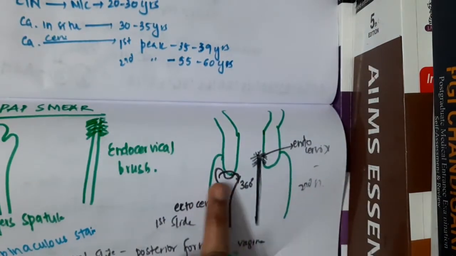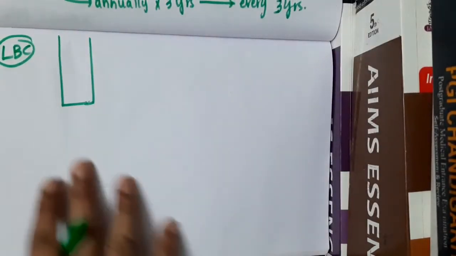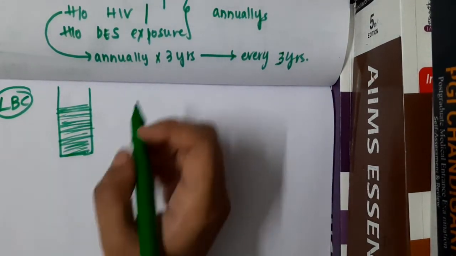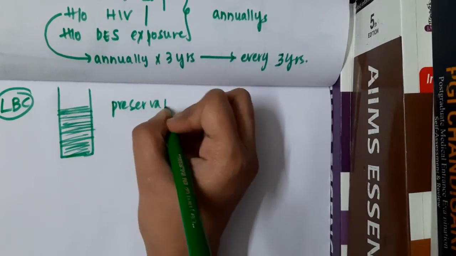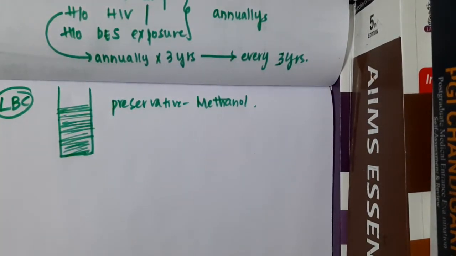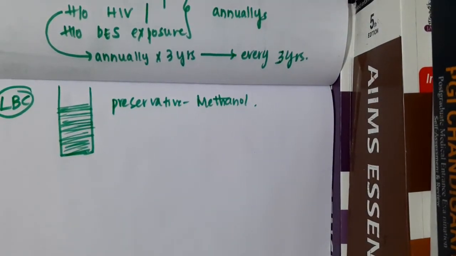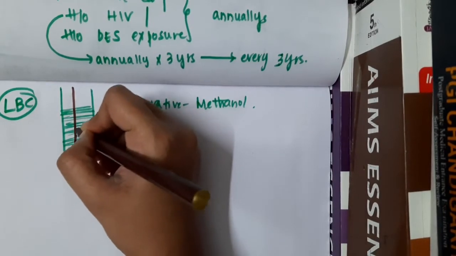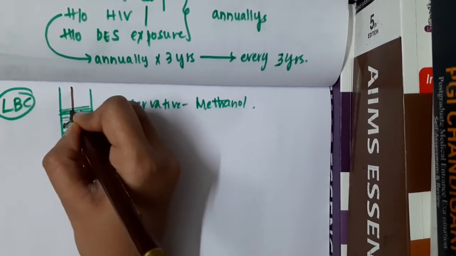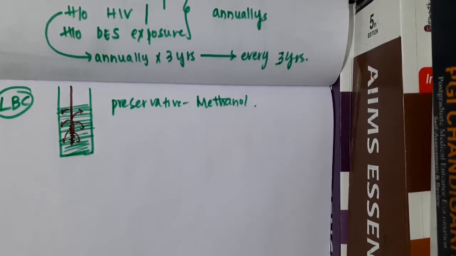See, in Pap smear, we take these samples and we put them on a glass slide, right? But here in liquid-based cytology, we generally put the specimen in a container containing a fixative. Here the preservative used in liquid-based cytology is methanol. So we put the specimen into this liquid based cytology jar. Now all the cells which are attached to this material will get diffused into the solution. Now we will take a part of this solution and examine it under the microscope. So that is liquid based cytology, right?